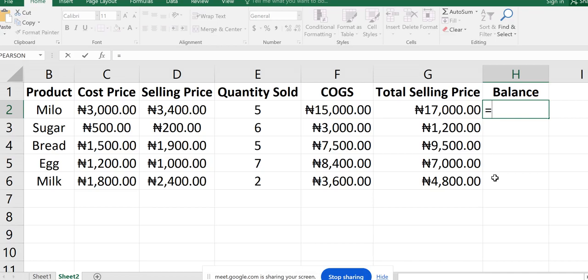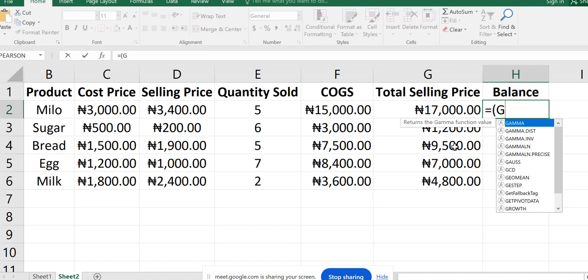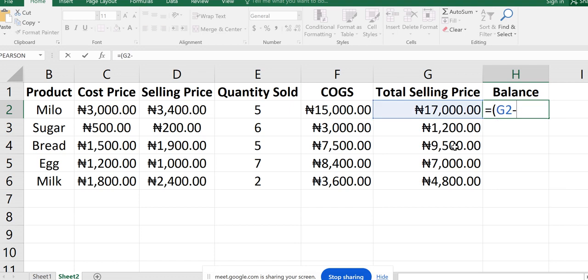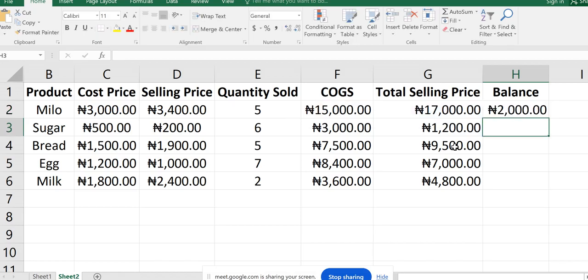So let's say we want to know if we made profits from Milo or we did not. What do we do? Equals, open bracket, the total selling price. This is what we'll be using now, not this again. So it will be total selling price, which is G2, minus the cost of goods sold, F2. You close your bracket, you press enter.